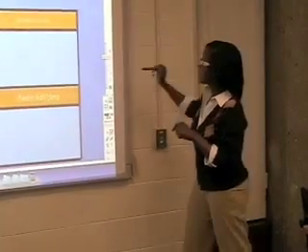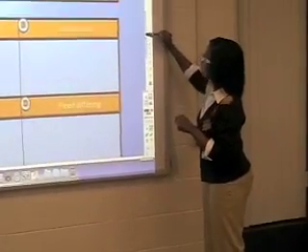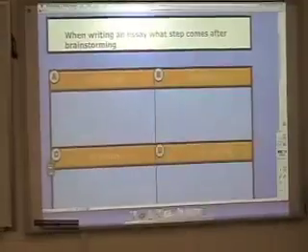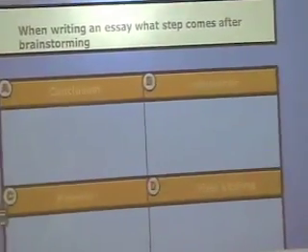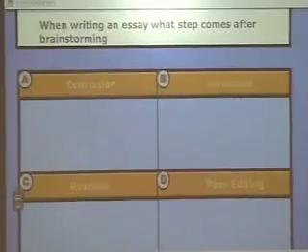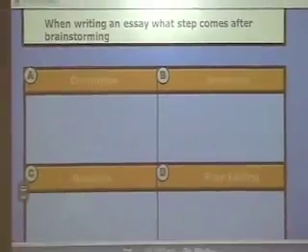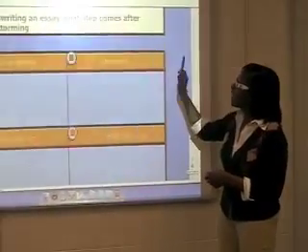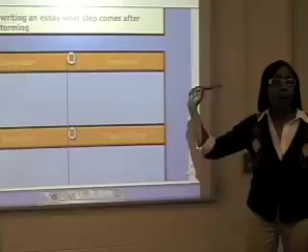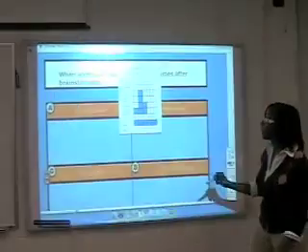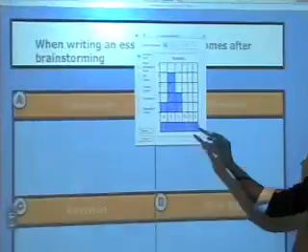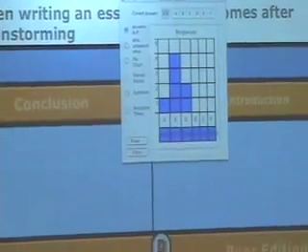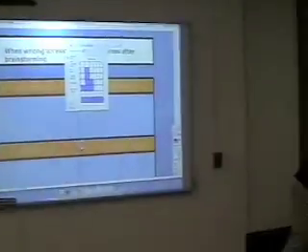Now, since we've reviewed those things, I have a short little quiz for you to see if you've been paying attention the past 2 days. If you can take out your ActiVote and answer the following question. When writing an essay, what step comes after brainstorming? Okay, it seems like most of you are understanding the concept. B is the correct answer, introduction. Good job, ladies and gentlemen.